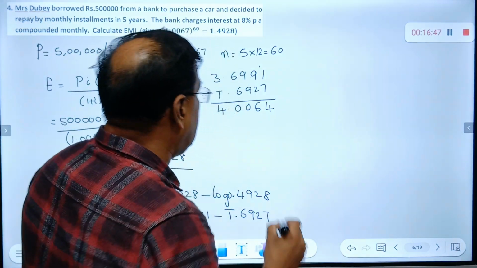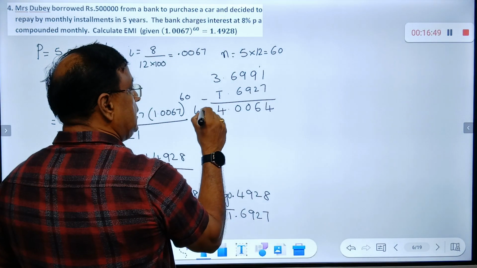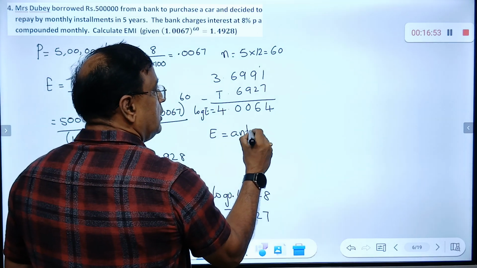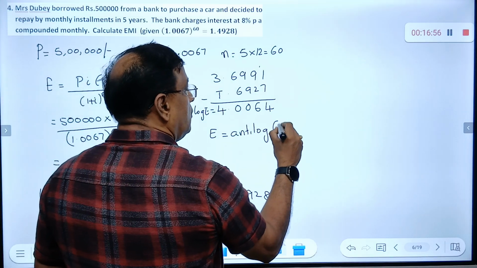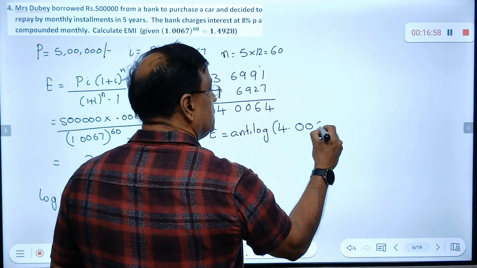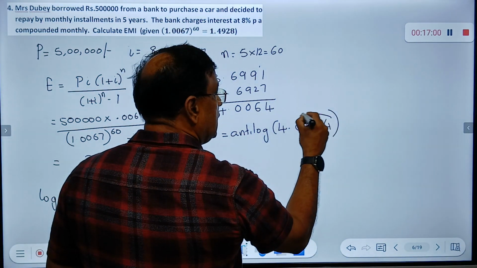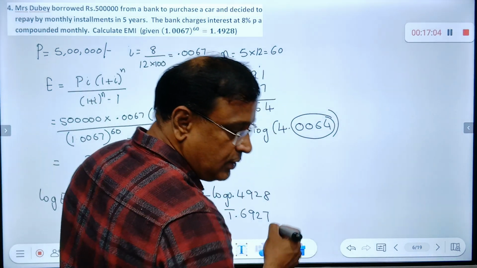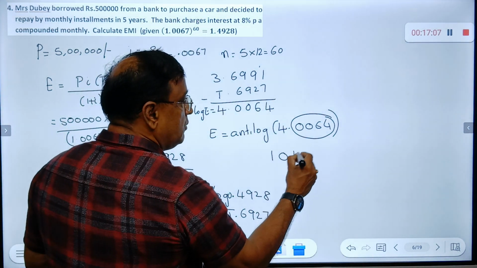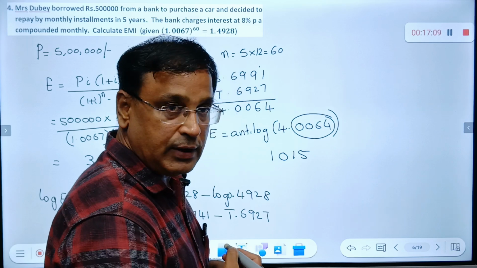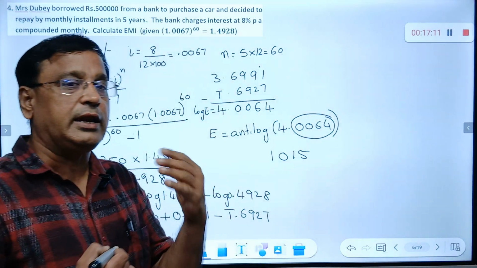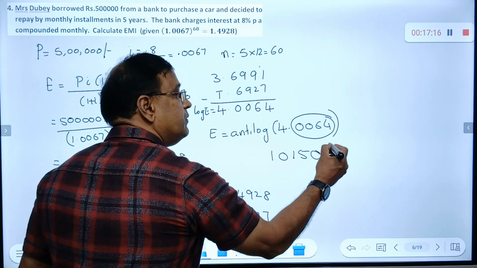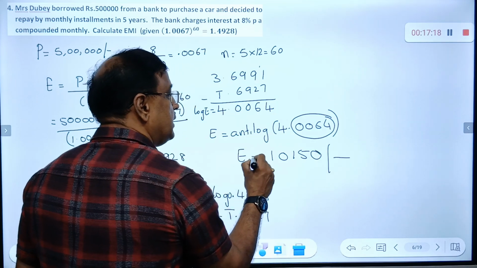So log E equal to 4.0064. So what is E equal to? Anti-log of 4.0064. Now go to the anti-log table and look only at 0064. When I look at 0064, I am getting 1015. But since it is a 4 characteristic, it should be a 5-digit number. So how do you make it a 5-digit number? Add a 0. So this is your EMI.